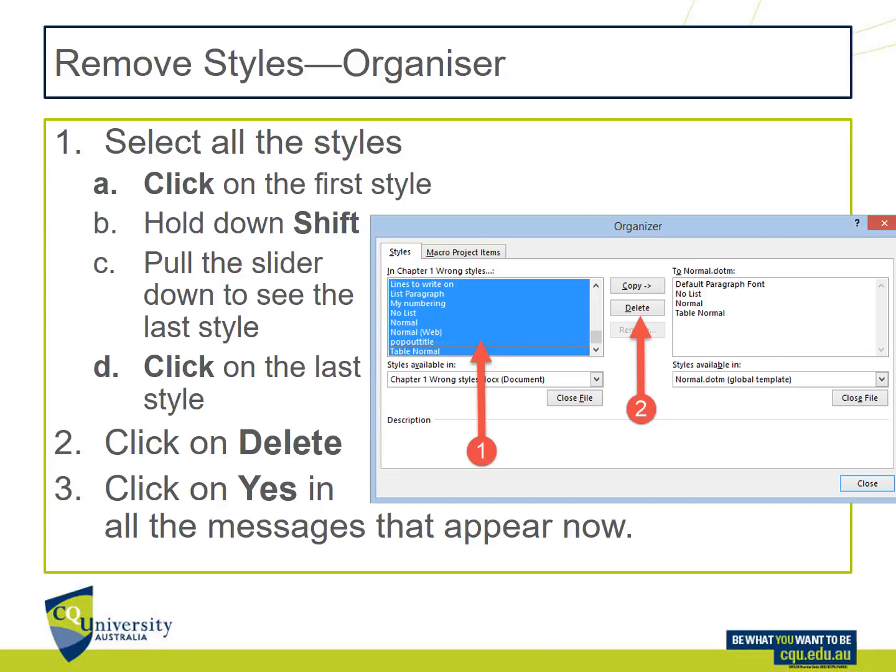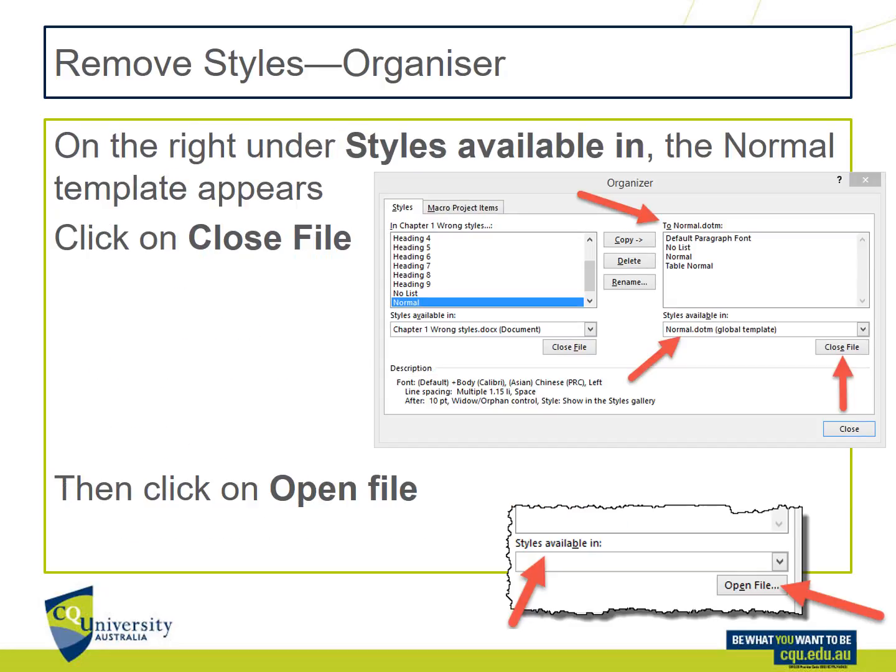Click now to go to the next slide. Now look on the right hand side, and under Styles Available In, the template appears called the normal.dotm global template. That means that those are the default styles that appear whenever you open a document to start with. However, we want to close this file because this is not where the styles are that we want to use. So click on Close File.